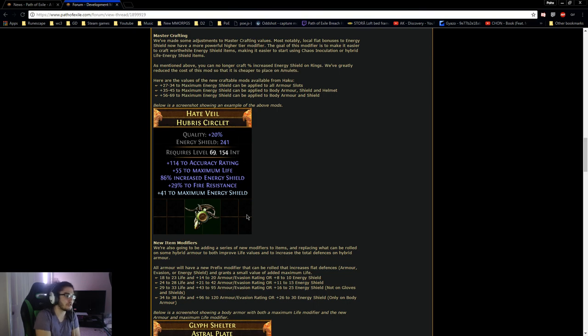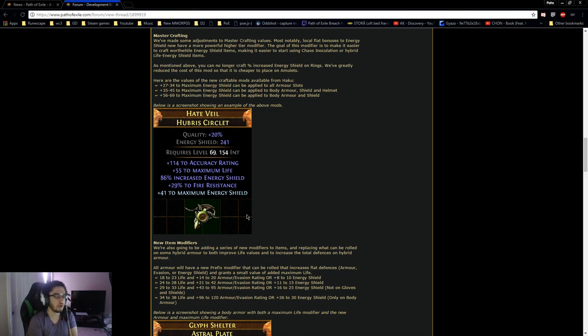Mastercraft, we made some adjustments to Mastercrafting values. Most notably, local flat bonuses to energy shield now have a more powerful, higher tier modifier. The goal of this modifier is to make it easier to craft worthwhile energy shield items, making it easier to start using CI or hybrid life energy shield items.